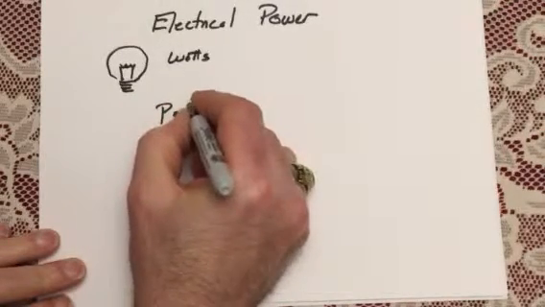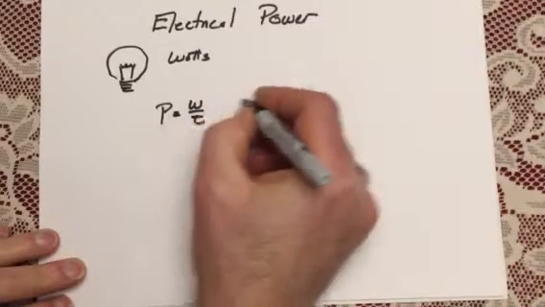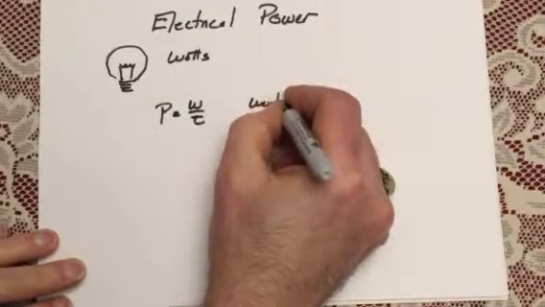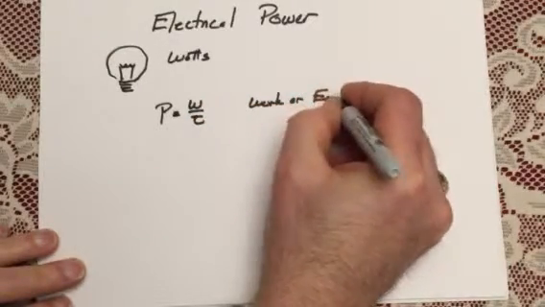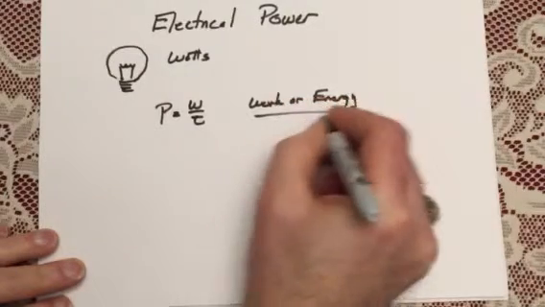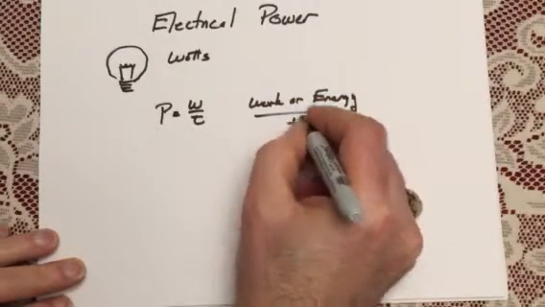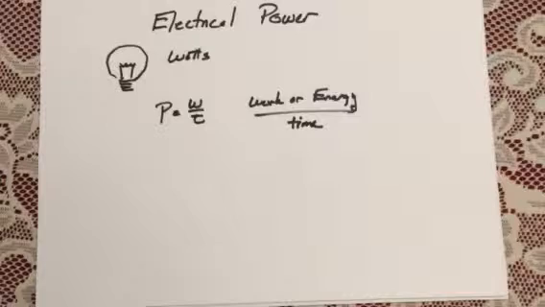Power equals your work over time. So it's your work or energy divided by the time that it uses it in. Now let's think a little bit about energy.